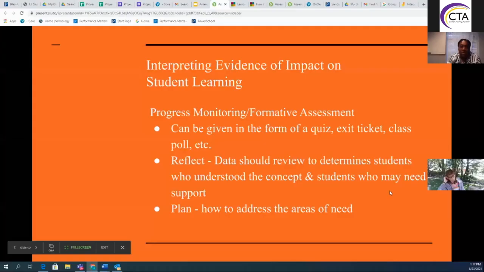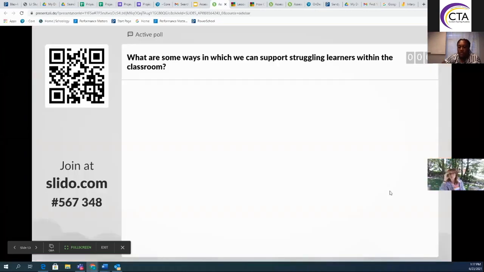Well, and you're doing that through cues. And then you give some type of formative assessment. All right. So once you give your formative assessments, you see who's doing well, you see who has needs. You are going to find your struggling learners. So what are some ways in which you can support struggling learners within your classroom?